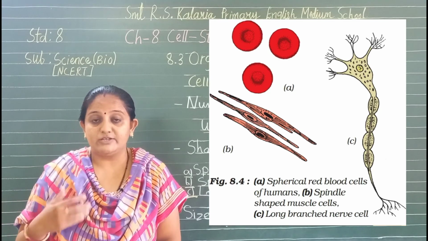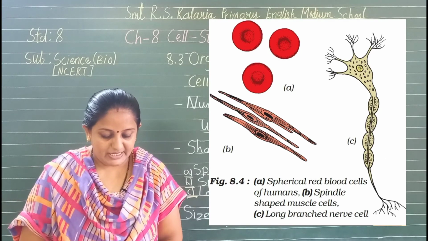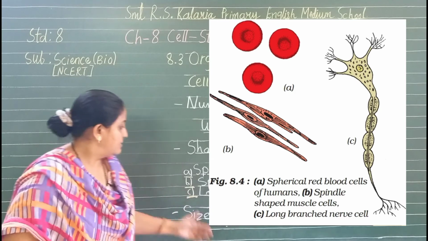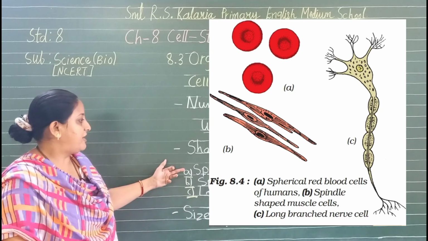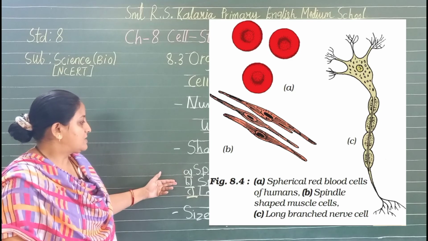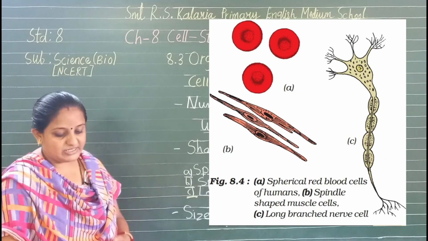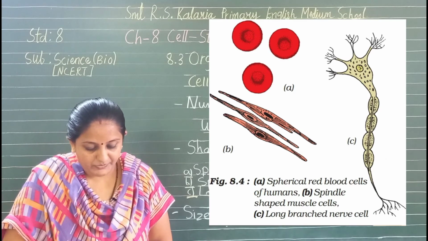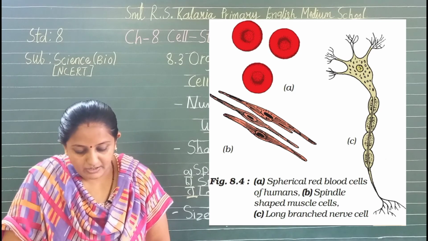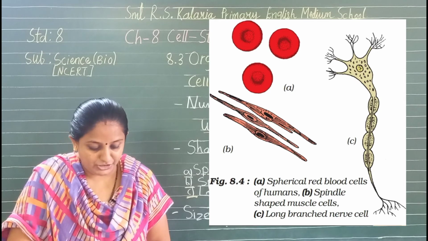What happens when there are millions of cells? You can see in the figure that A, B and C are spherical red blood cells of human, spindle shaped muscle cells and long branched nerve cells. So these are these three. Now we can say that the different shapes are related to their specific function.